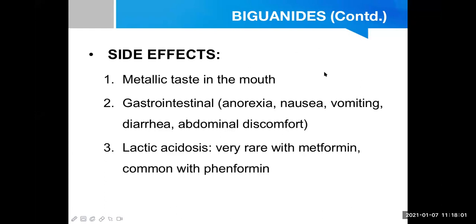What are the side effects of biguanides then? Some of the side effects are that it produces a metallic taste in the mouth, just like metronidazole. Some GI effects are there, like anorexia, nausea and vomiting, diarrhea, and abdominal discomfort. These are very non-specific and can be tolerated quite easily. One important side effect may be lactic acidosis, but it is very rare with metformin. It is common with fenformin, another member of the biguanide family, and that's why fenformin is not used these days in the management of type 2 diabetes. So overall, this is a safe drug.